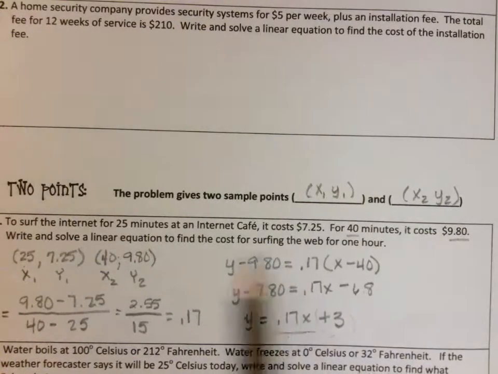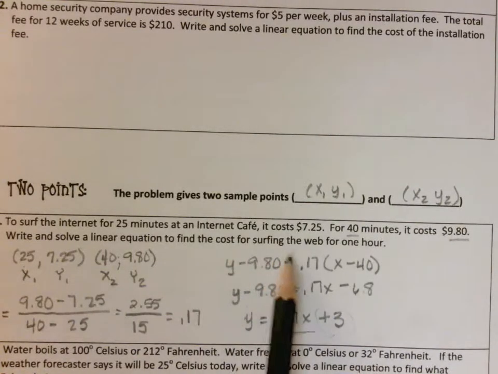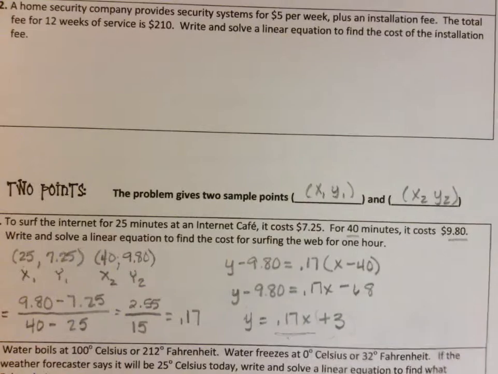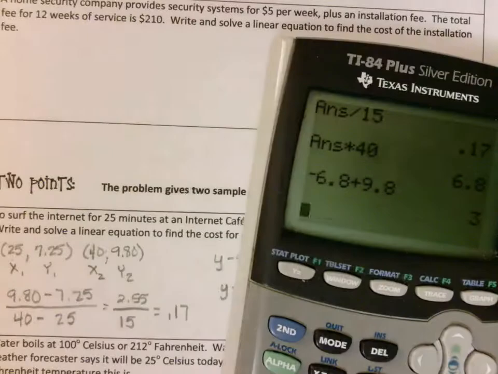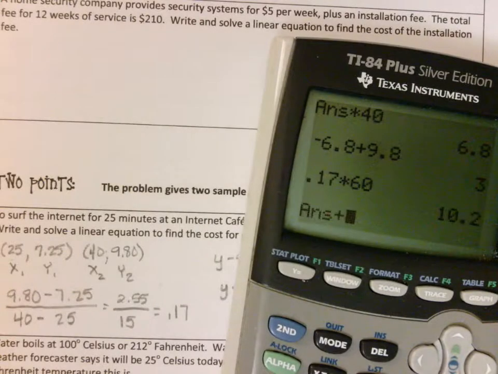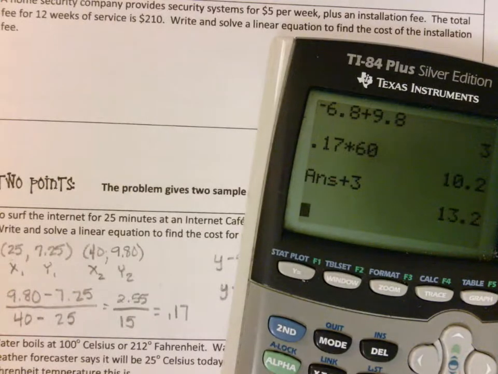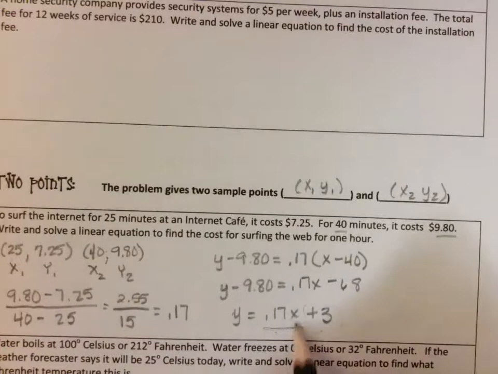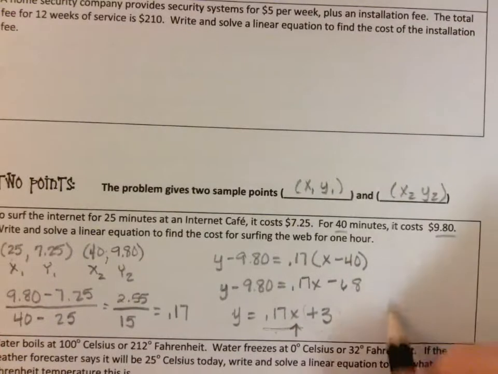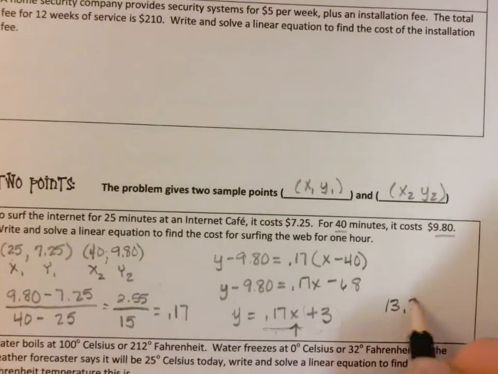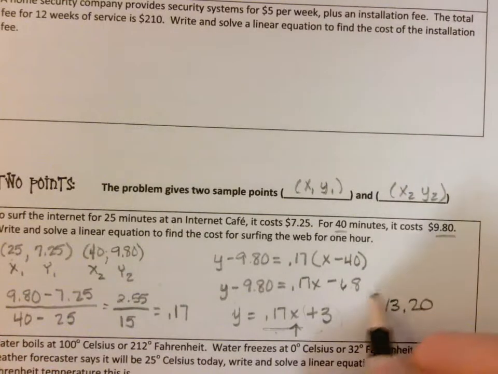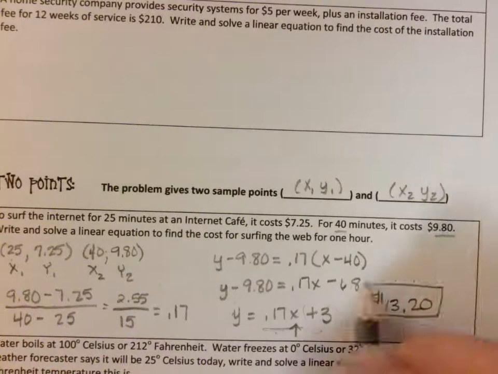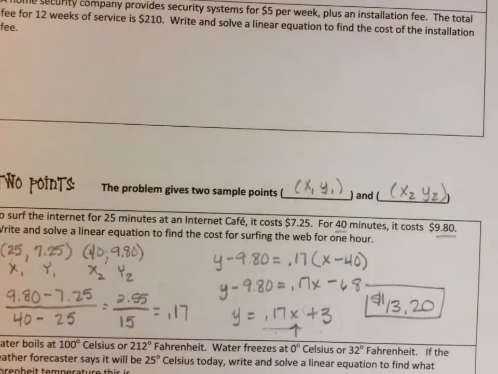And then it says, well, how much is it going to cost if you spend an hour using their web service? So we're going to take 0.17 times 60 minutes and then add 3. And the answer is $13.20. So I just put 60 minutes right there to get $13.20. And that's how much an hour costs.